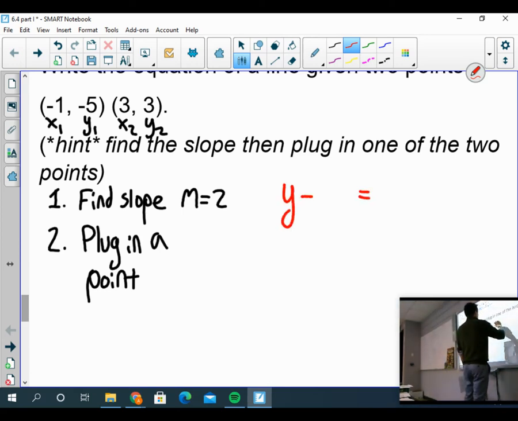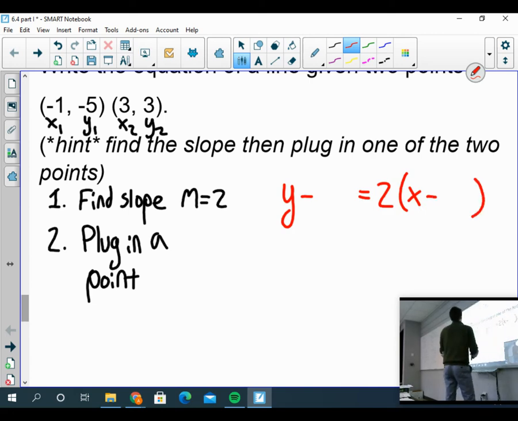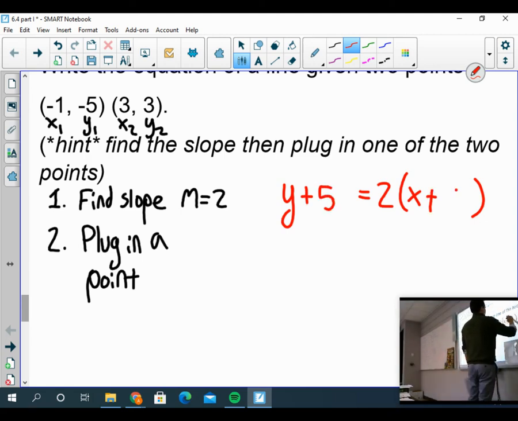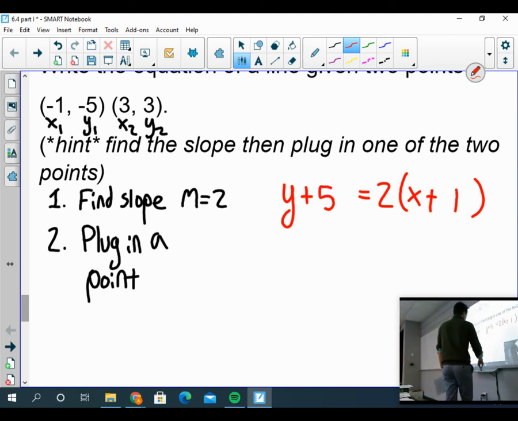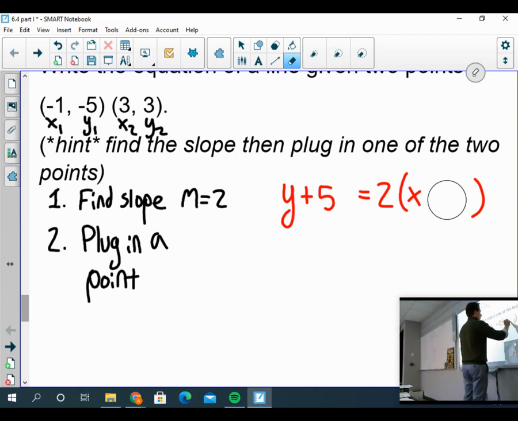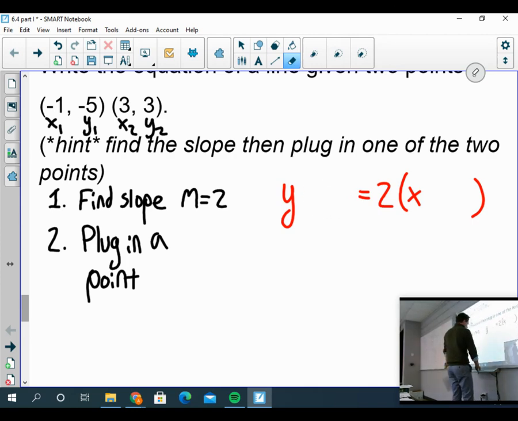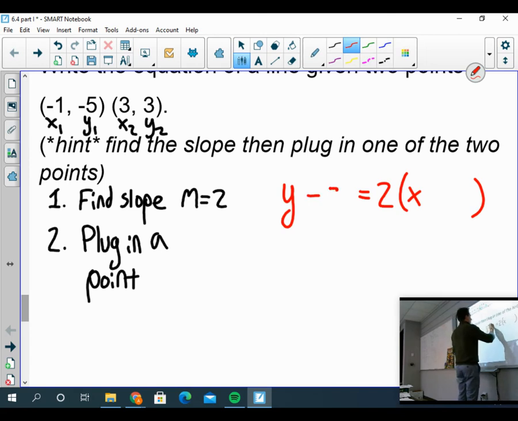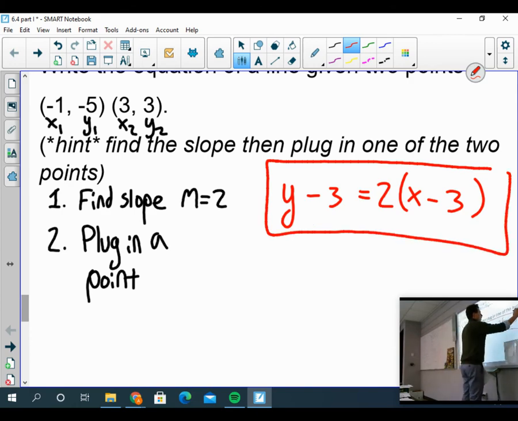Then I'm going to fill in the slope and pick my favorite point. If you wanted to do the first point, remember the signs flip. So it would be y plus 5 and x plus 1. If you didn't want to do those, you could have also written your equation of a line as y minus 3, x minus 3. Either way, it gives you an equation of a line.